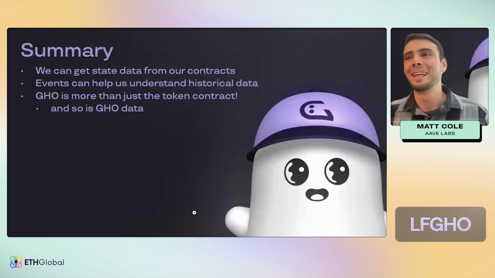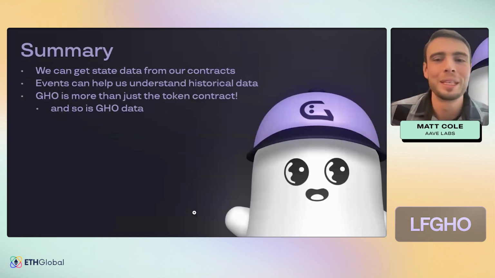So in summary, we can get a ton of data from the state of our contracts, like in that example right there. It's a very powerful way to get the current data from Go. And then events can help us contextualize a little bit more data, right? We can get historical data and we can see the little pieces that maybe we lose when we just look at these almost summarized versions on the contract.